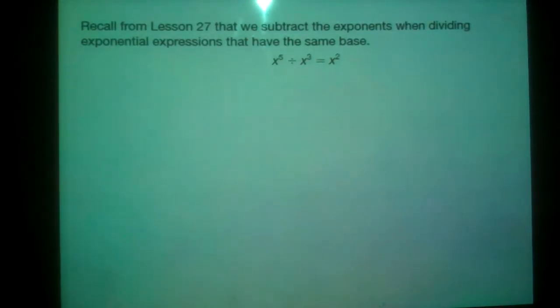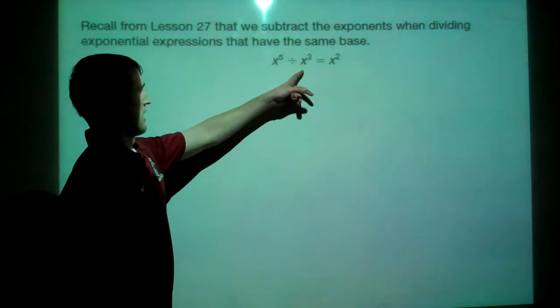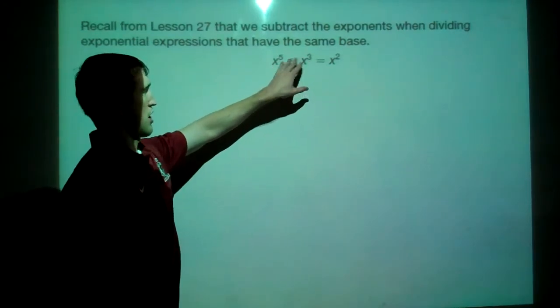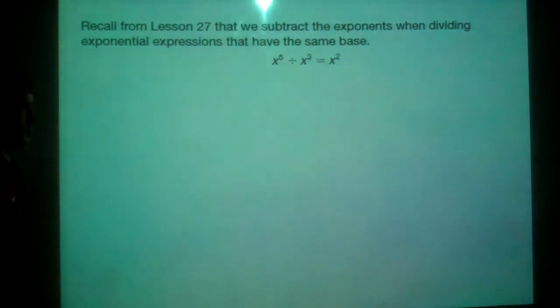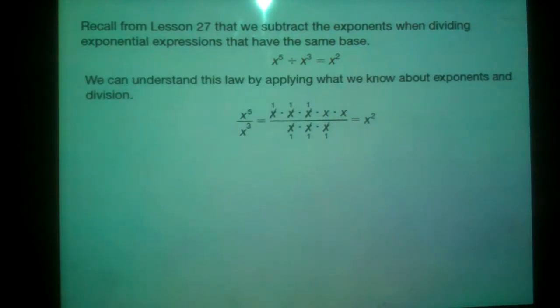It says, to recall from lesson 27 that we subtract the exponents when dividing exponential expressions that have the same base. So if we have the same base, x and x, we can subtract the powers. And they show us how to do that. That's only when we're dividing. When we multiplied, we added them, but when we divide, we subtract the exponents. So we can understand this law by applying what we know about exponents and division.